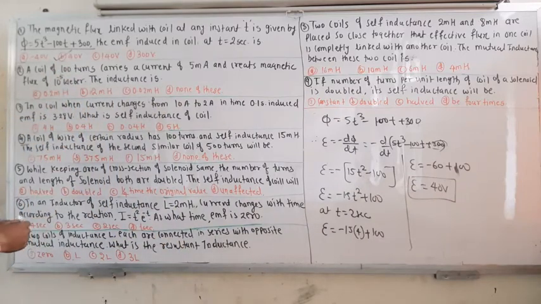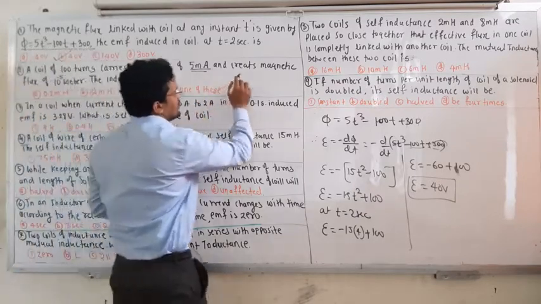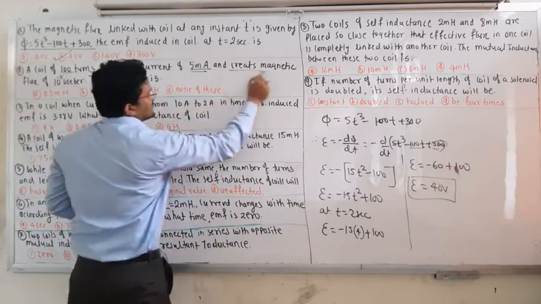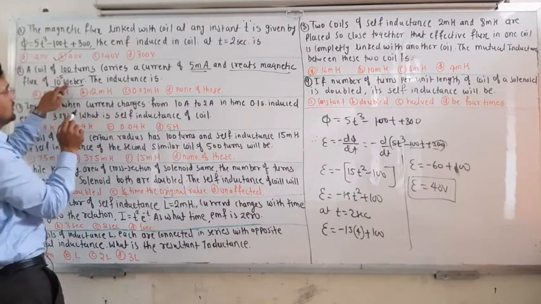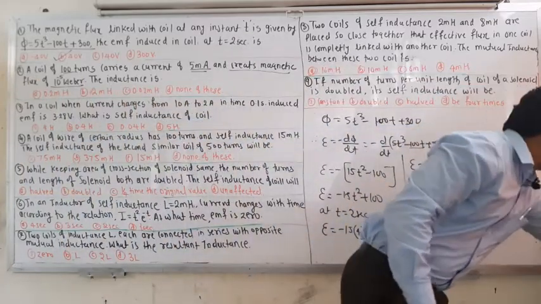Okay, next one: a coil of 100 turns carries a current of 5 milliampere. So the current is given as 5 milliampere, and 100 turns means capital N is given. It creates a magnetic flux of 10 to the power of minus 5 Weber. The inductance is, that means you have to find out L itself, the inductance.